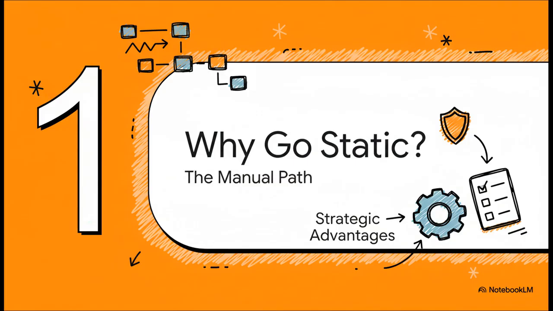Okay, so let's just tackle that question head on. This whole first section is all about the why. What are the strategic advantages of choosing that manual path and actually putting static routes into place?